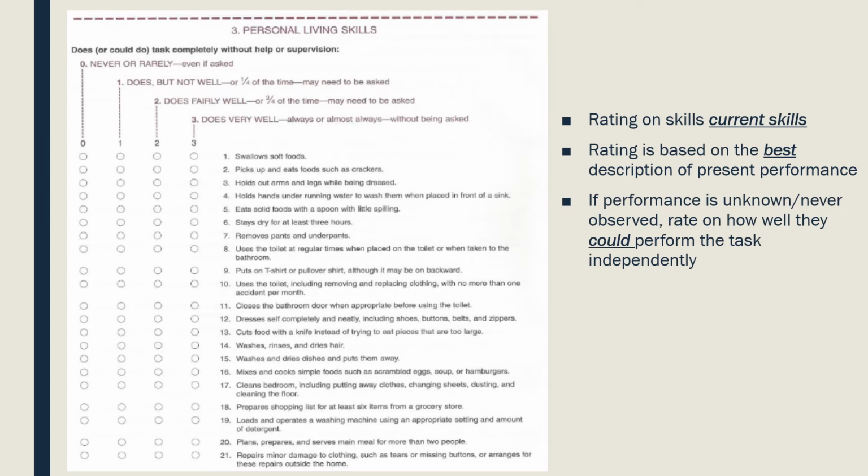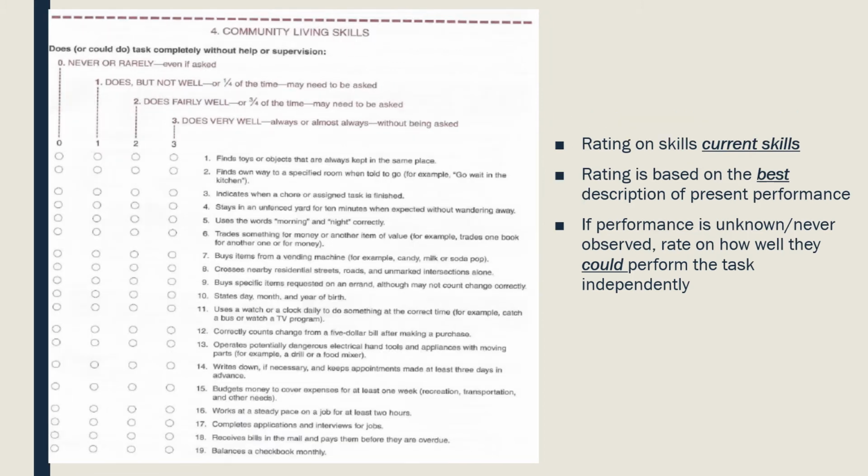This is the page for personal living skills. Again, we're going to rate on current skills, what they're able to do now, best description of present performance, and if this is not something that has been observed, how well could they perform the task independently? Community living skills. We're going to continue to rate on current skills, and we're going to rate on the best description of present performance. And again, if the performance is unknown or has not been observed, rate on how well they could perform the task.